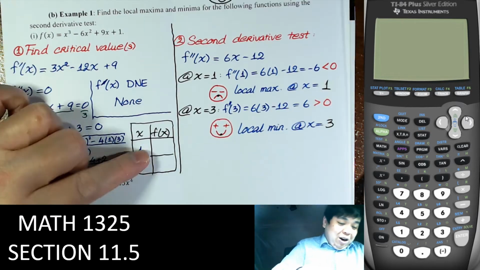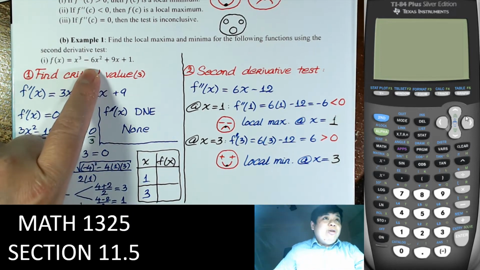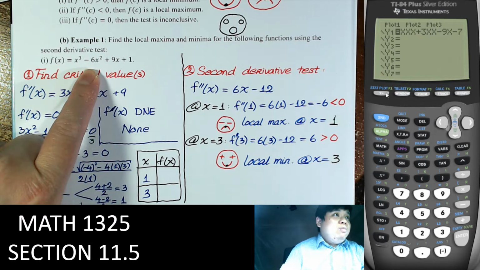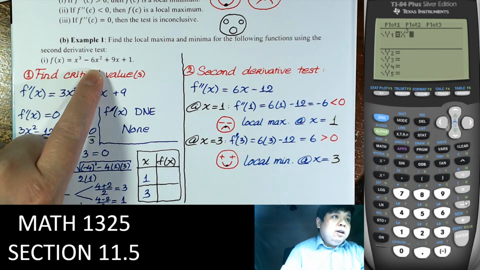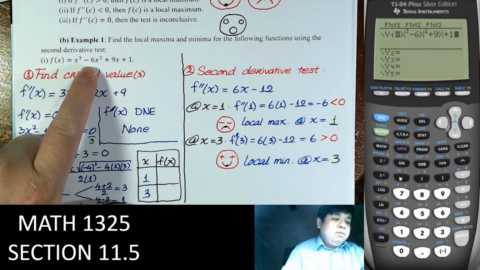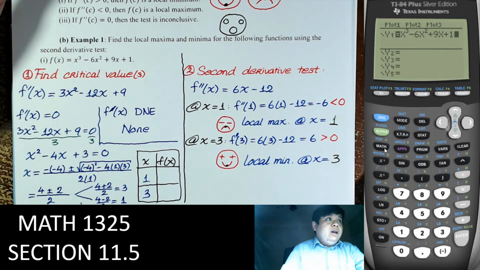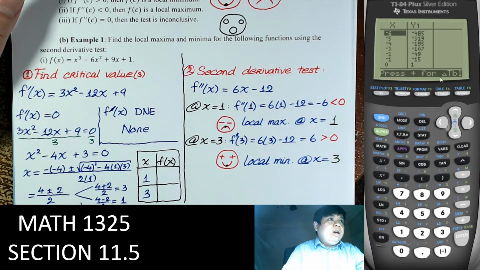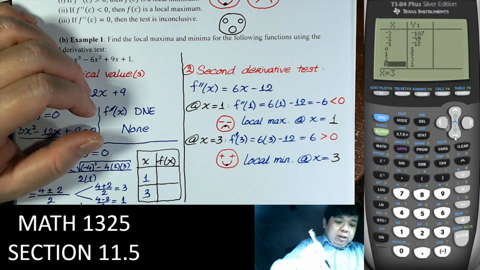Right, now we put that in the original function, because the maximum or minimum values are points, and points come from the original function. So x cubed minus 6x squared plus 9x plus 1. Right, we go to the table for 1 and 3. We have 5 and 1.